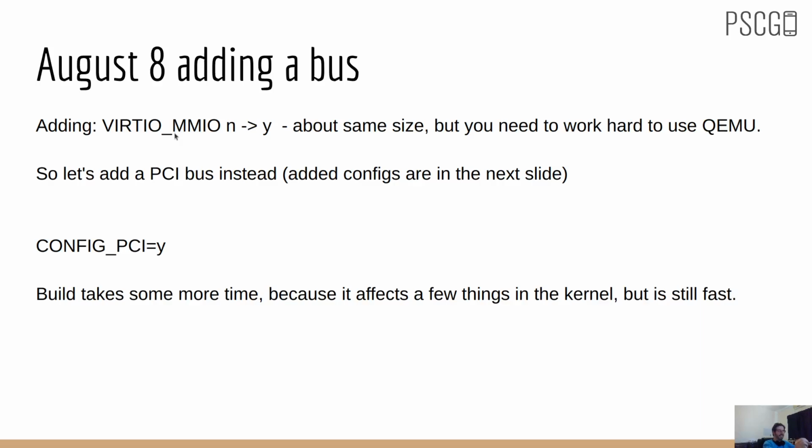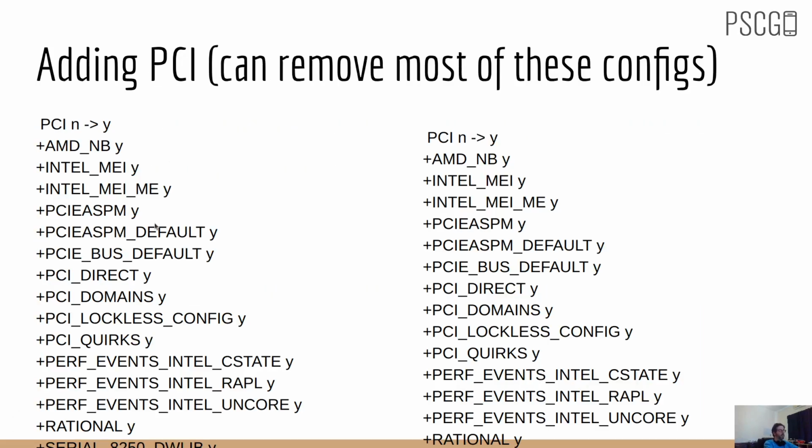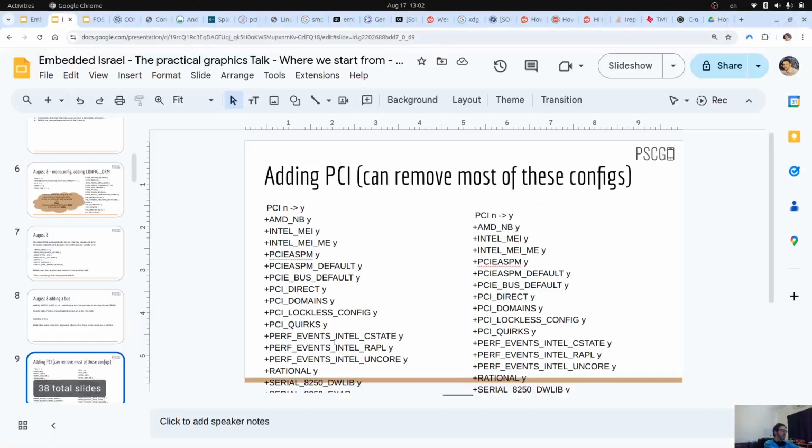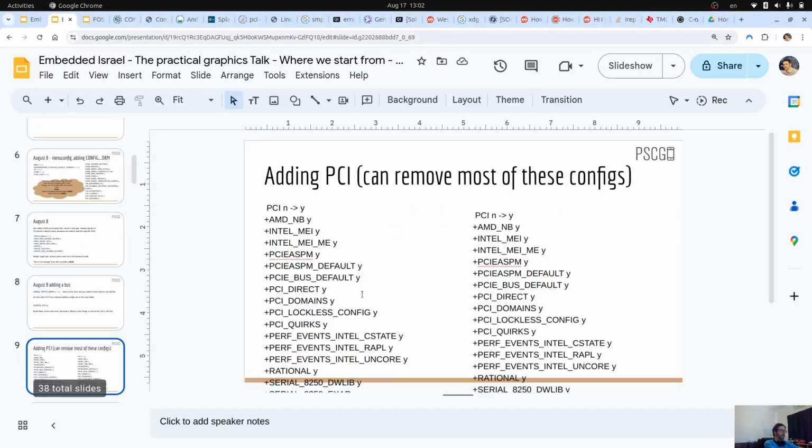Basically, this is the bus. There is an MMIO bus, but it is less recommended, and it makes you work harder to use all kinds of things. So pretty much what everybody does is adding config PCI, and it actually does take some time, but it's not the end of the world. And these are the configs that it adds, quite a lot.